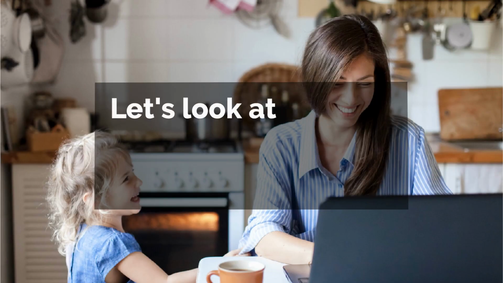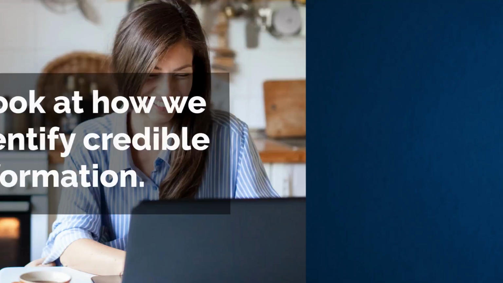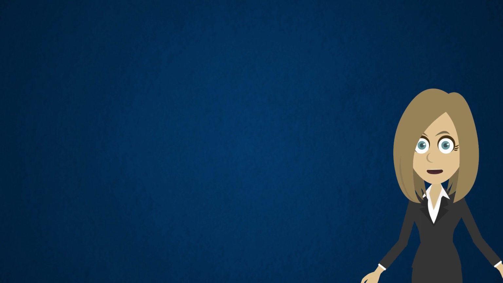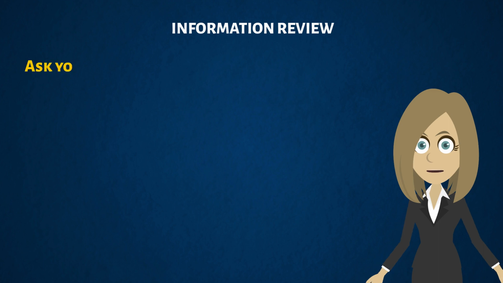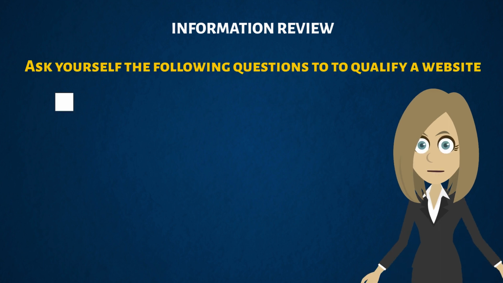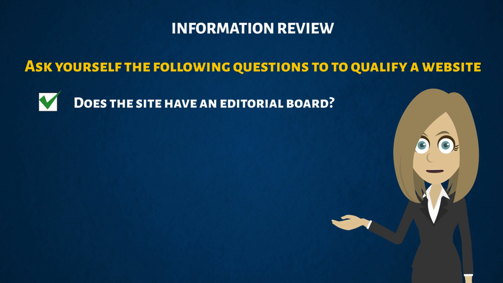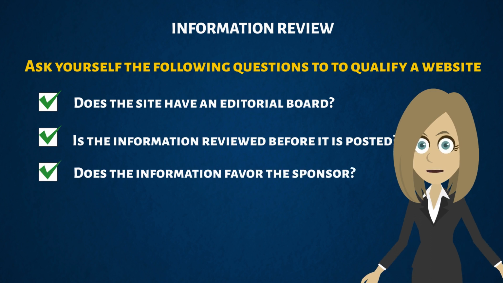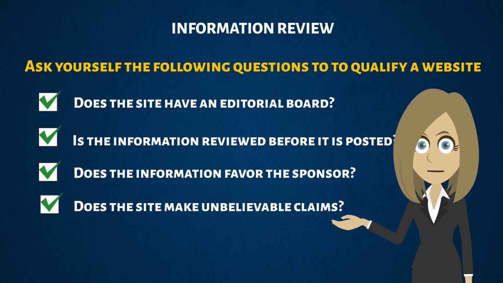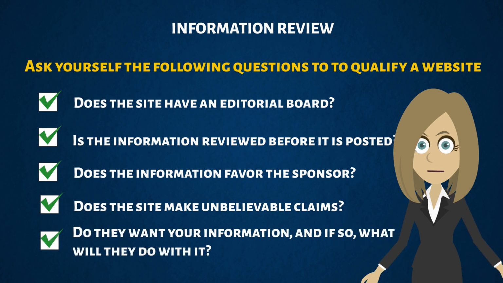Now let's take a look at how we can identify credible information. If you plan on sharing your information, you will always want to make sure that there is a website that supports your claims. And you can qualify the website by simply answering these questions. Does the site have an editorial board? Is the information reviewed before it is posted? Does the information favor the sponsor? Does the site make unbelievable claims? Do they want your information, and if so, what will they do with it?